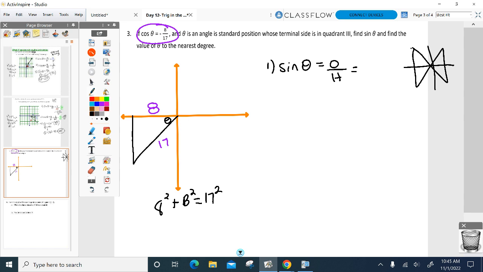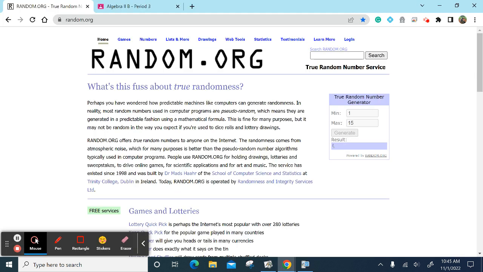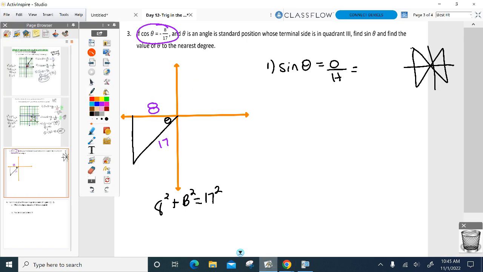When you get it, let me know. Take your time. When you get it, let me know. 13, let me know when you get it. Pressure's on. 15. 15. And he answers the bell. 15 for that side.